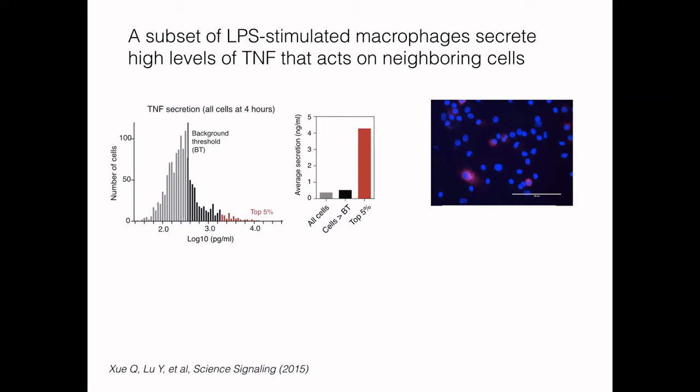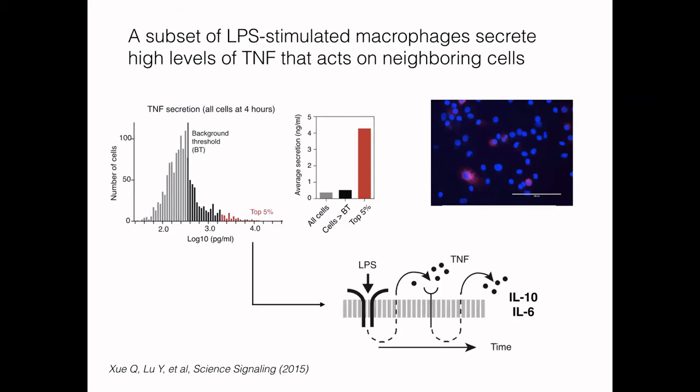So what we think is going on is those super secretors or precocious cells are basically secreting a bunch of TNF that then goes out to signal to its neighboring cells. And this can lead to the cascade that I was talking about. But now the insight is that not every cell is participating equally in this. Some of the cells are participating more than others, and they're going on to cause other cells, other macrophages in the population, to secrete more things.